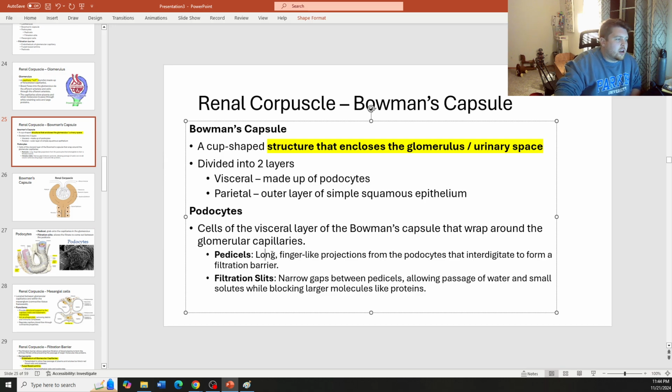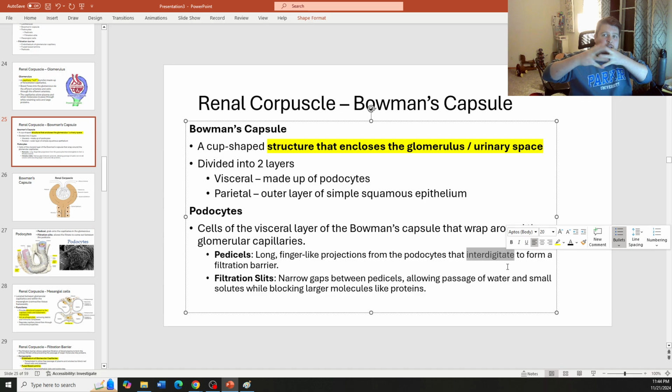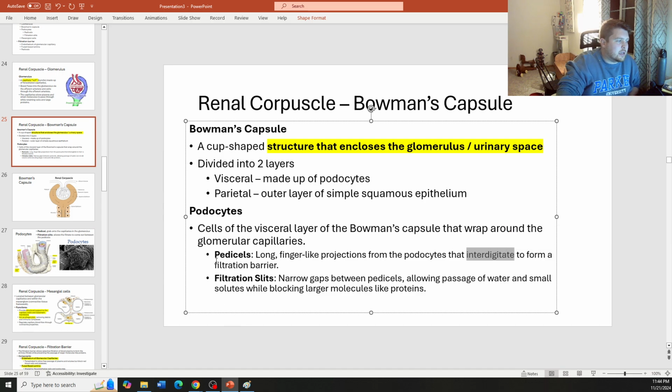These are long, finger-like projections that come off of those podocyte cells, and they interdigitate, kind of like this. They wrap around and grab onto the capillaries to form a filtration barrier. And then between these pedicels, we get these filtration slits. This will make more sense when we look at the picture.